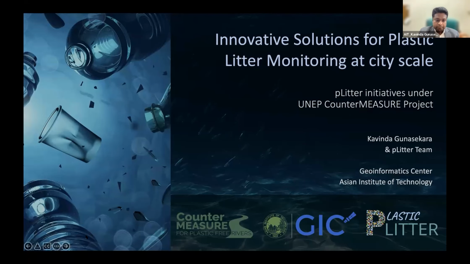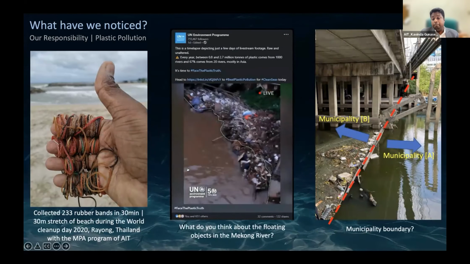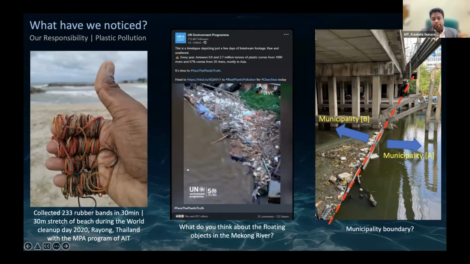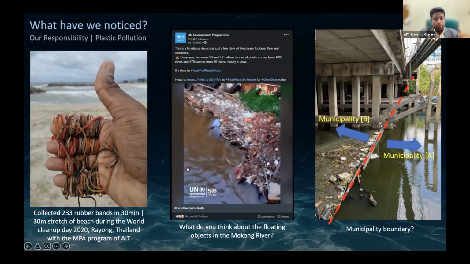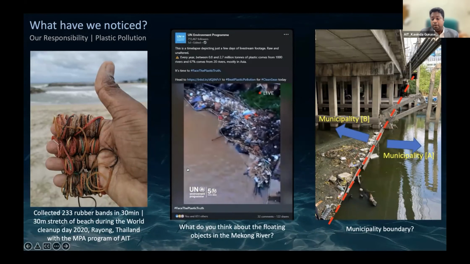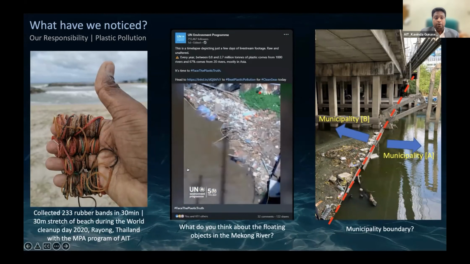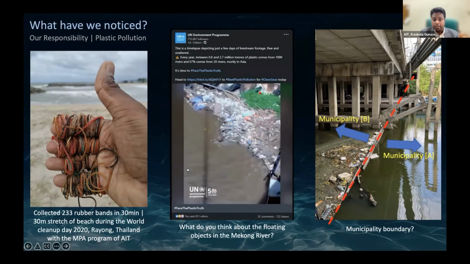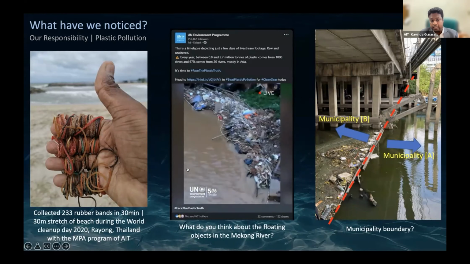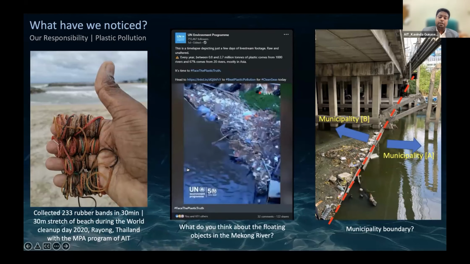So let me go through our story about these P-litter initiatives. I think when we were working on this countermeasure project funded by UNEP, we started to see more cases. I think you are also quite aware of plastic pollution around yourself. So I brought 3 cases for your attention. The leftmost one is my personal experience. I was able to collect over 200 rubber bands. You won't believe it, in 30 minutes, in a 30-meter stretch of a beach in Rayong, Thailand, during a cleanup activity organized by the MPA program, the Marine Plastic Abatement Master Program of AIT.